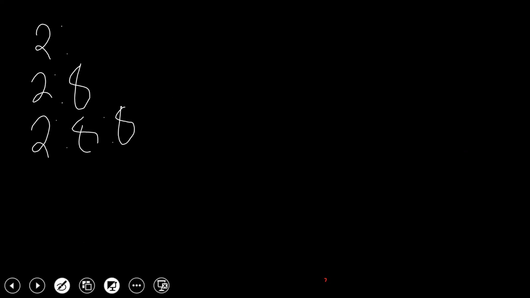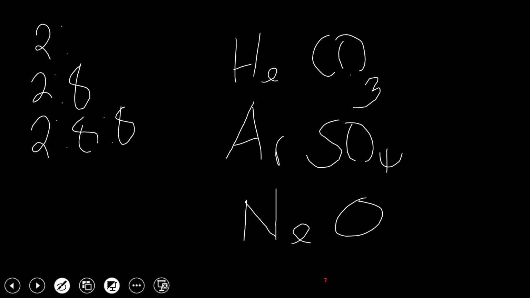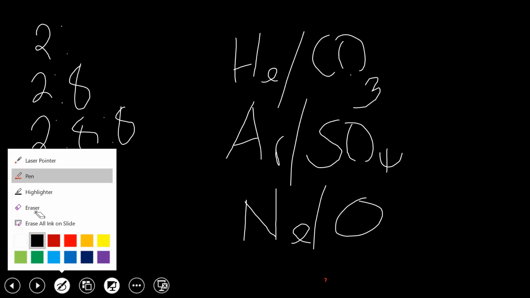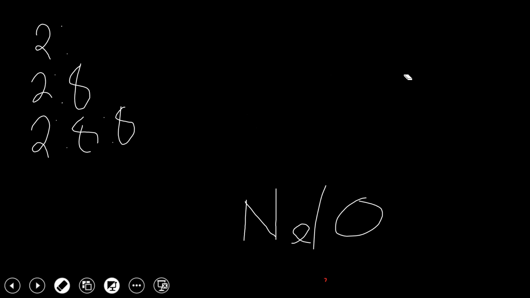That's why you've never heard of a compound like helium carbonate. They are not there because they can't react. We never heard of any compound called argon sulfate, or neon oxide. You can't find them because they can't react. They can't lose or gain electrons or even share. So when these elements are reacting, they strive hard to gain the configuration of these noble gases.